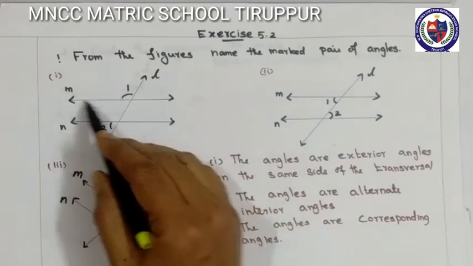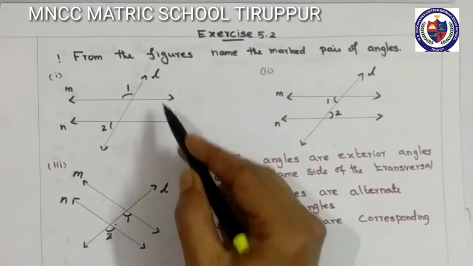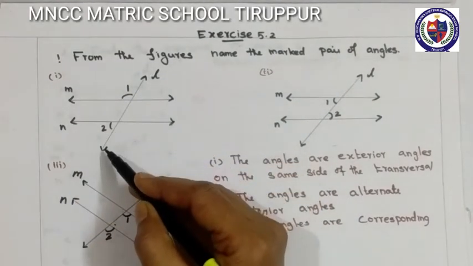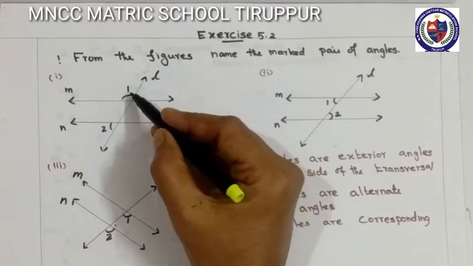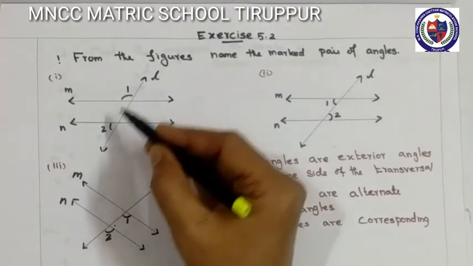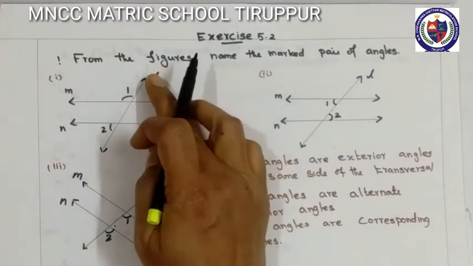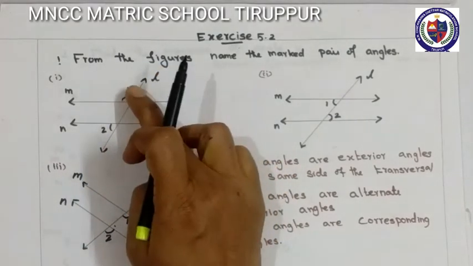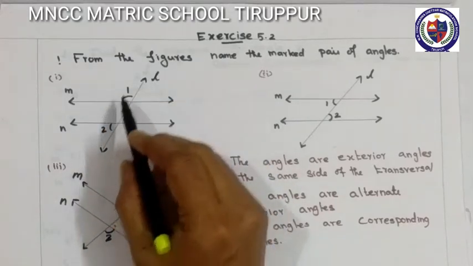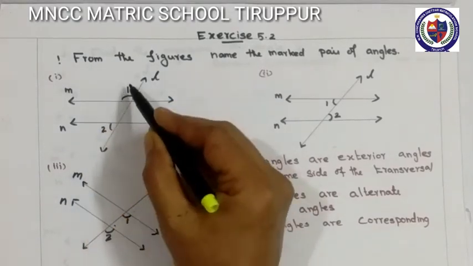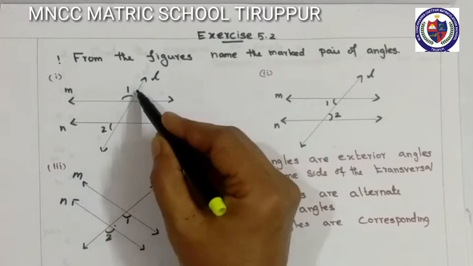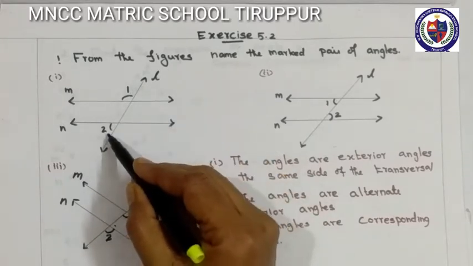The first question: from the figures, name the marked pair of angles. First one, M and N are parallel lines, L is the transversal. The marked pair of angles 1 and 2 are exterior angles, at the same time on the same side of the transversal. So the answer: the angles are exterior angles on the same side of the transversal.